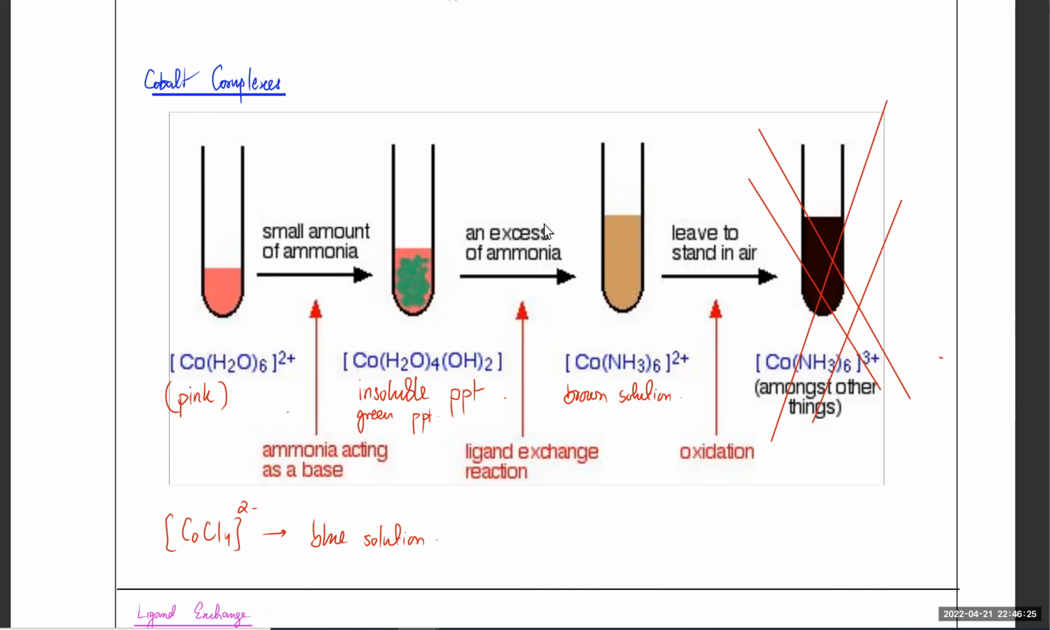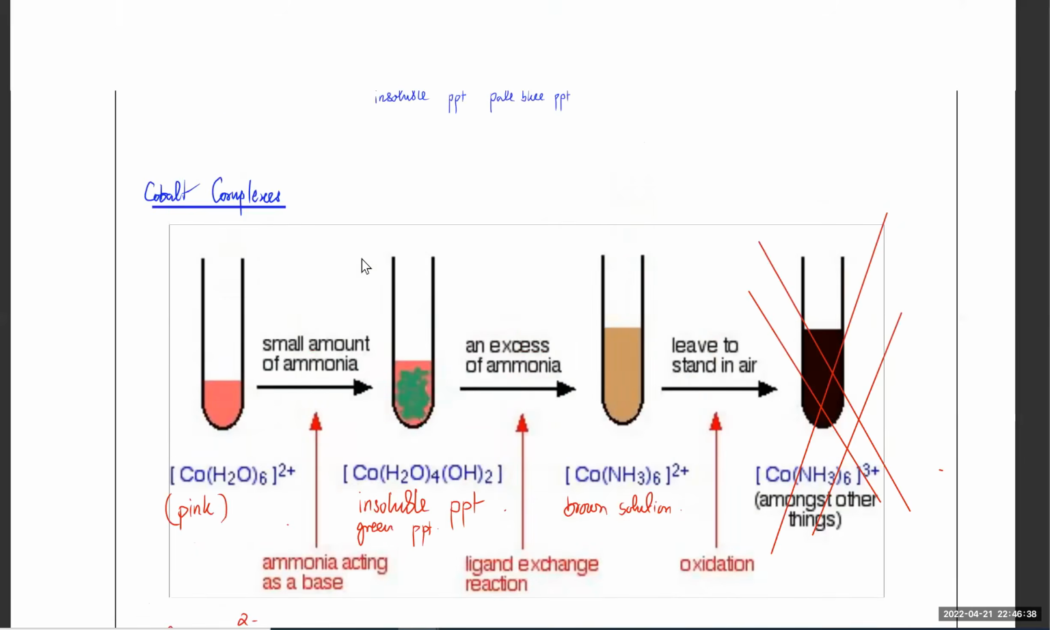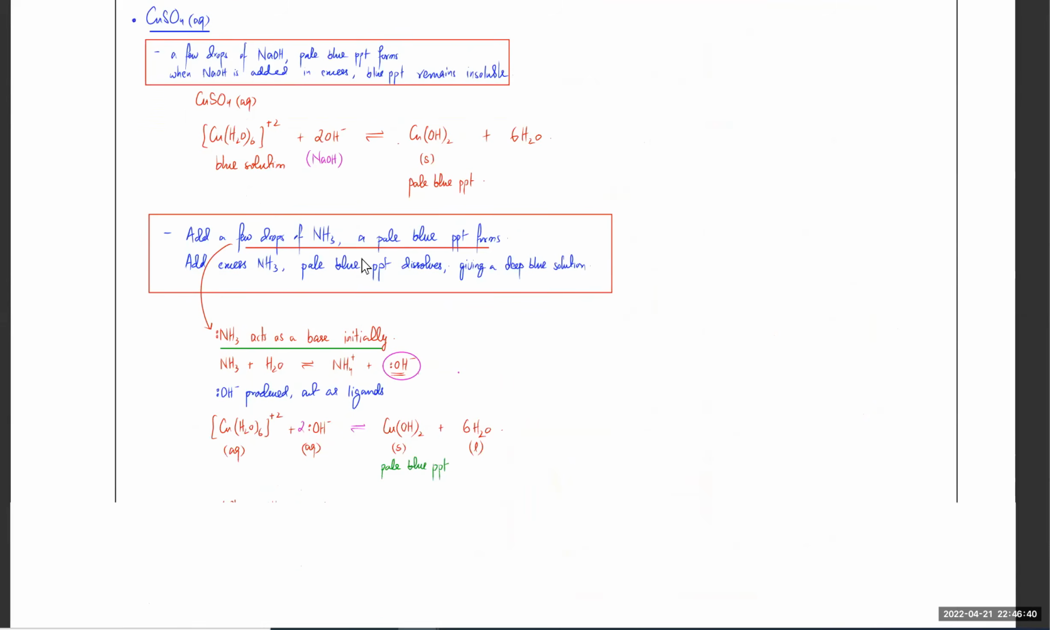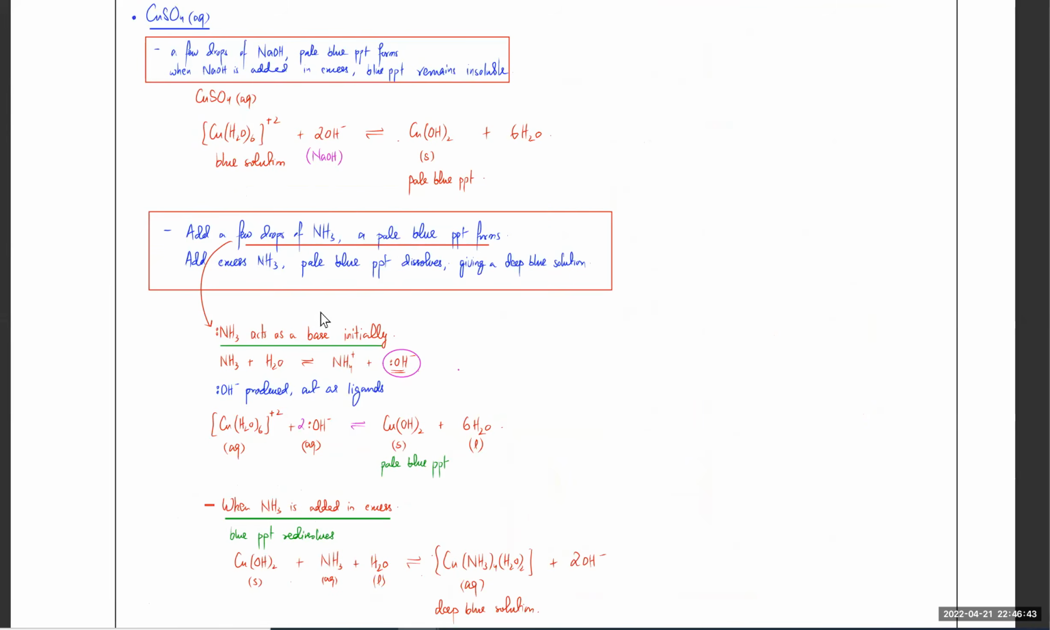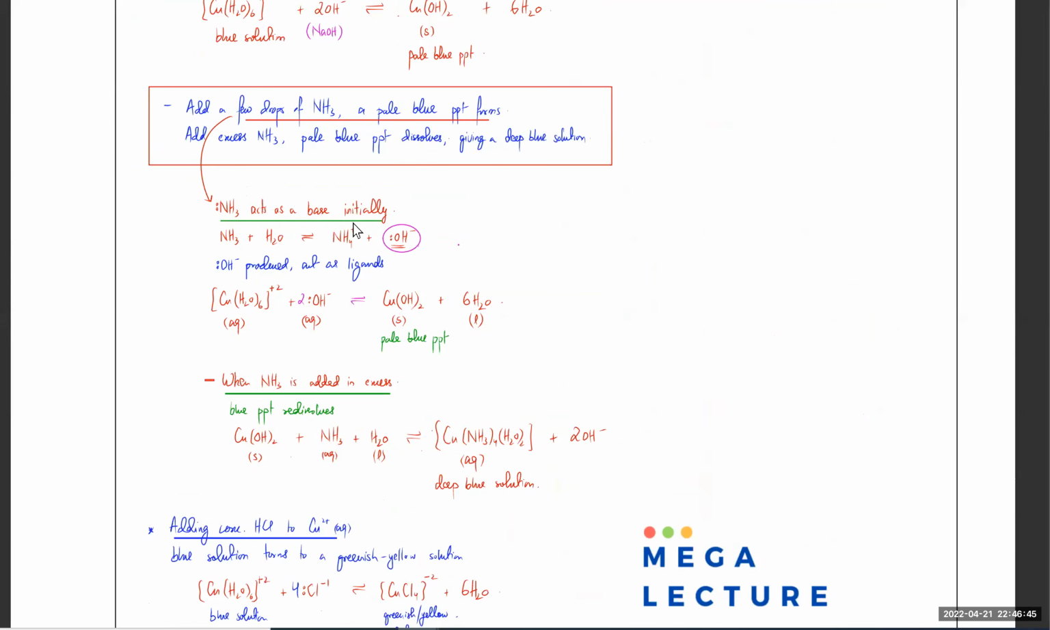So with excess ammonia, will we say green or brown? Brown. If you add a small amount of ammonia, this is what happens. If you add a few drops of ammonia, the ammonia acts as a base initially, so it reacts with water and produces OH ions. So you get OH ions. When you add excess NH3, the OH ions get replaced by NH3, so you eventually get NH3 surrounding it.